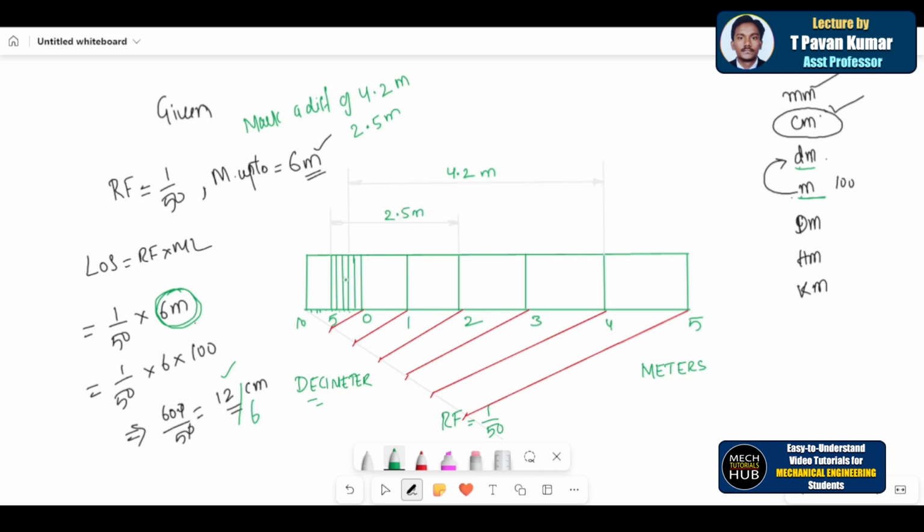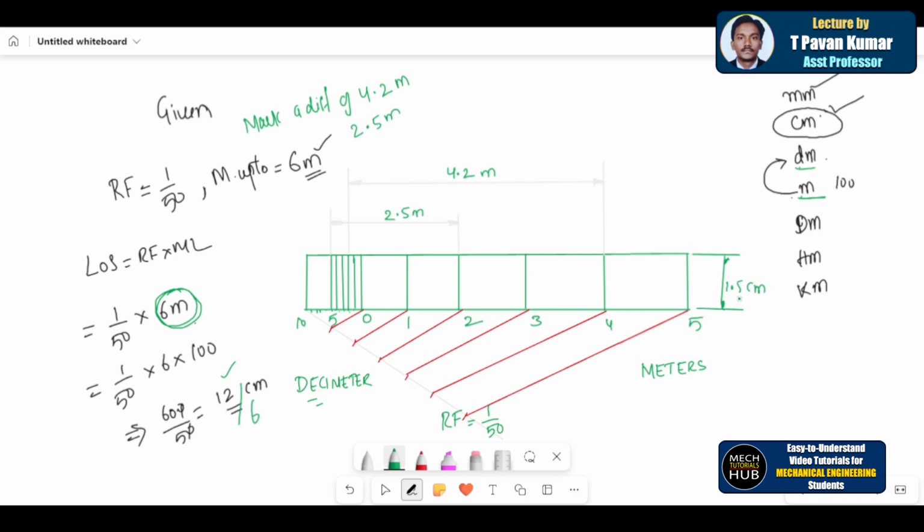This is about a simple plane scale construction. And what should this dimension be? 1.5 centimeters. Okay, this dimension should be 1.5 centimeters. Or else you can say 1 centimeter is also fine, but that is the standardized one. This is one more problem based on plane scale.